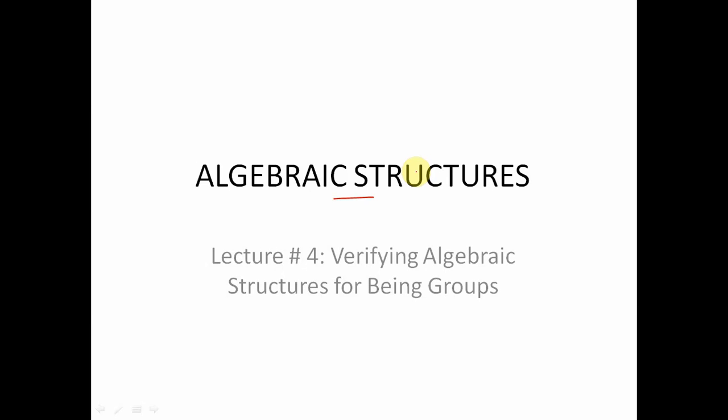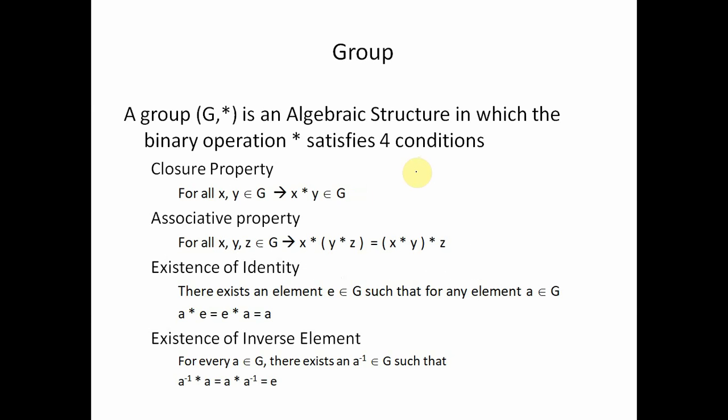So let's begin. Before going into verification of algebraic structures, let's have a quick recap of what exactly is a group. A group (G, *) is an algebraic structure. G is a non-empty set. Star is a binary operation. So a group (G, *) is said to be an algebraic structure in which the binary operation star satisfies four conditions. There are four conditions that need to be satisfied.